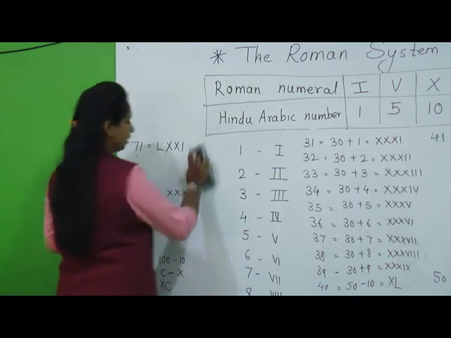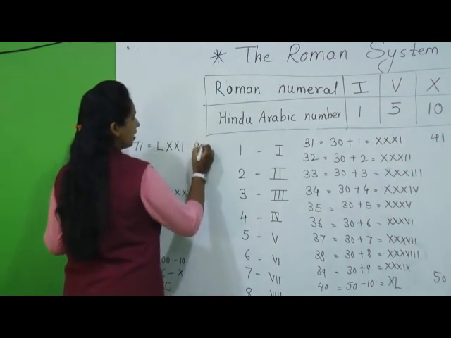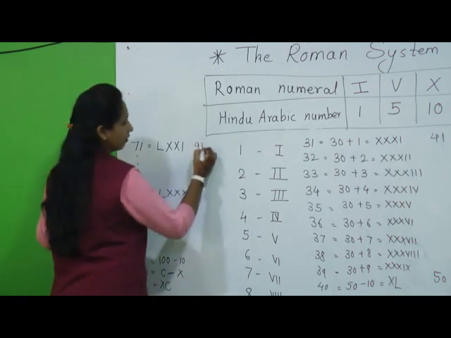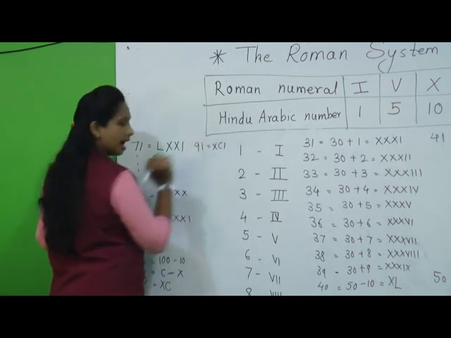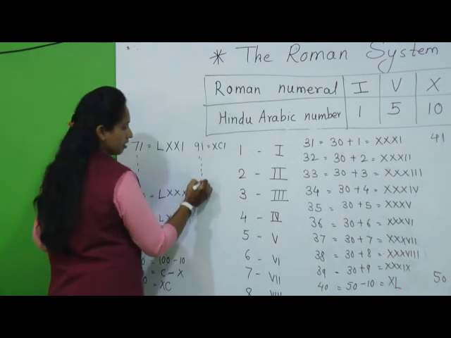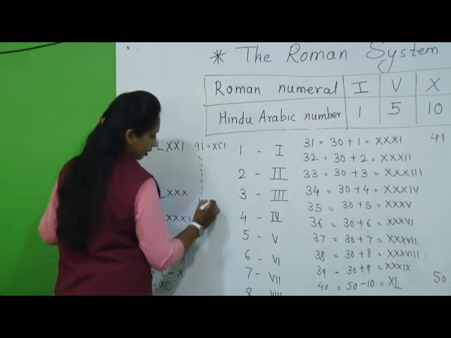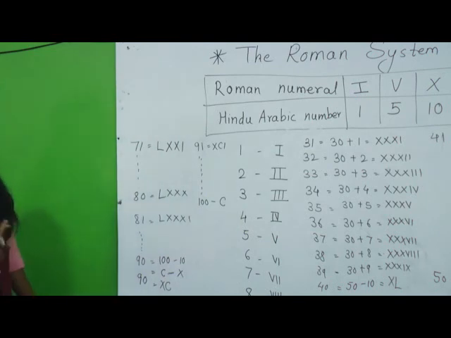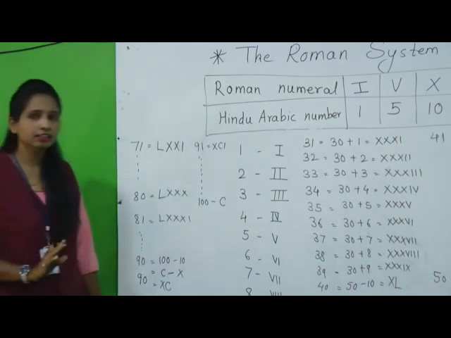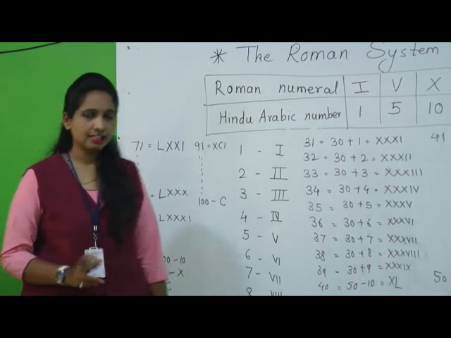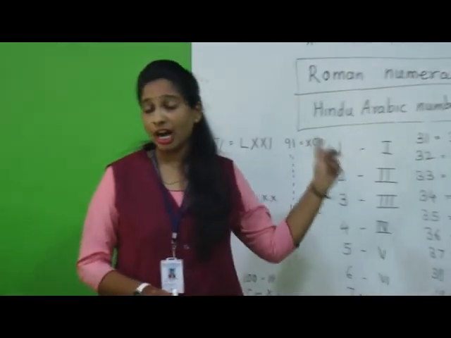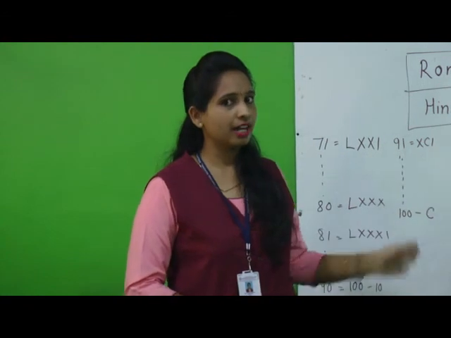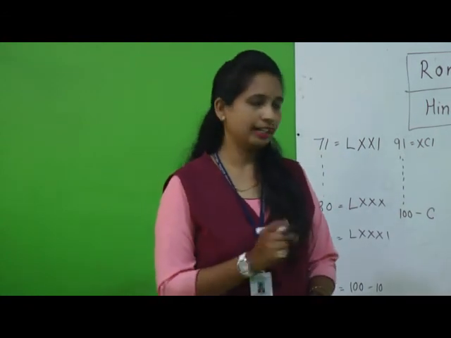Now you can continue. So 91 we write as XCI. So continue in the same way till 100. What is the 100? Just C. Understood? Okay? Got it? Yes. So here we have completed how to write Roman numbers 1 to 100. So in the same way, try to write.